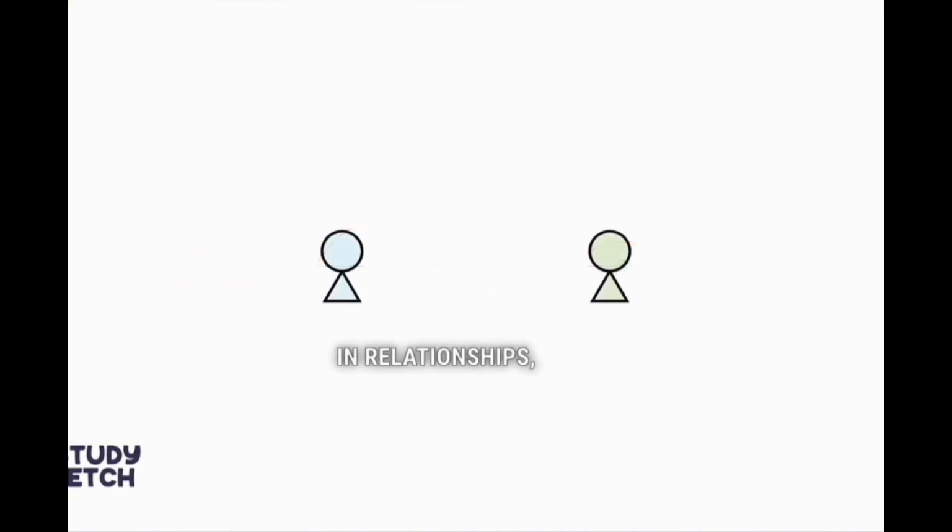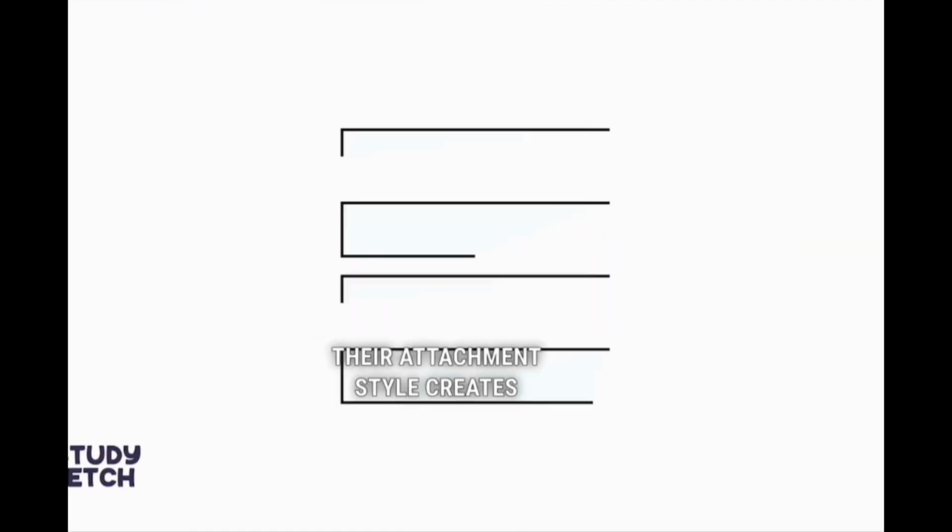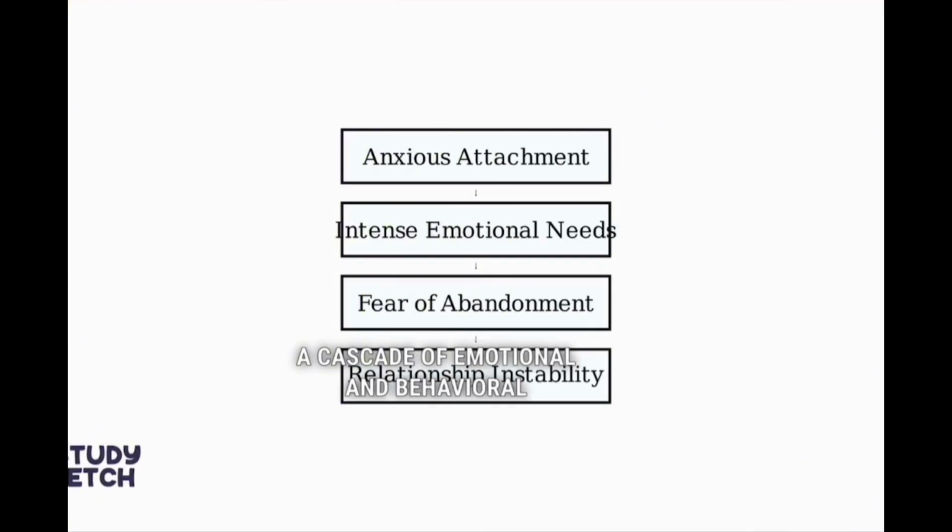In relationships, they experience an intense need for connection while simultaneously fearing abandonment. This creates complex relationship dynamics characterized by intense emotional bonds and underlying fears. Their attachment style creates a cascade of emotional and behavioral patterns in relationships. These patterns stem from early attachment experiences and continue to influence their adult relationships.